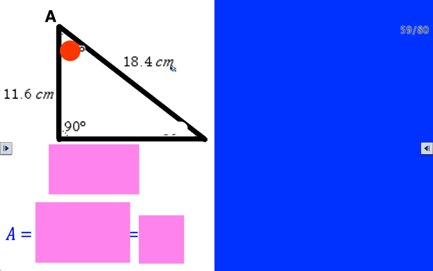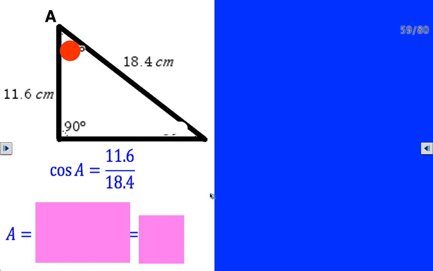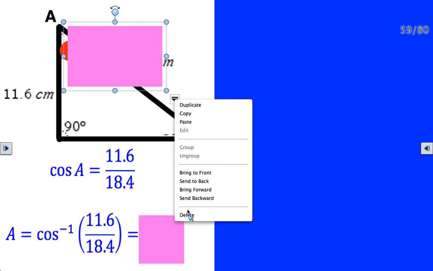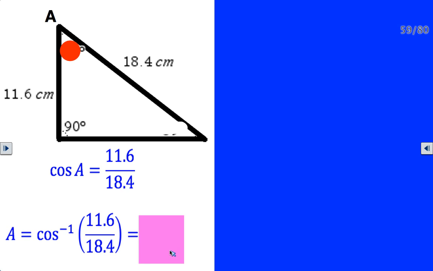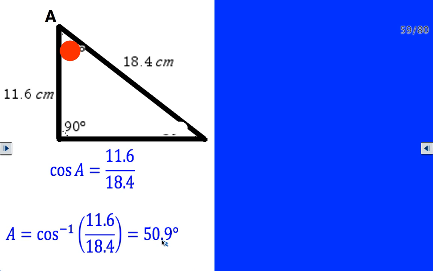You're going to do your cosine x equals the adjacent over the hypotenuse. Okay, so this time it's cosine A because we labeled this angle A, and cosine A will equal 11.6 divided by 18.4. Okay, anytime we look for an angle measurement, you have to do inverse. So it would be inverse cosine of our fraction, and then we plug that all into the calculator, and the calculator will give us our answer of 50.9 degrees. Okay.